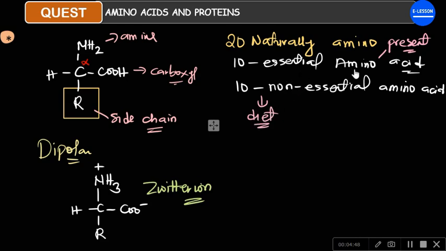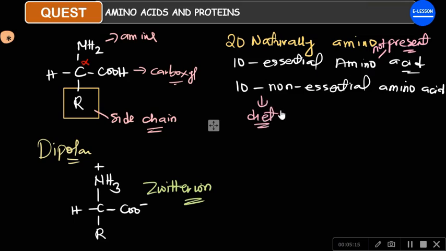The essential ones are the ones that are not present in our body. Sorry for that error. The essential ones are the ones that are not present in our body. Hence, you have to take them in in our diet. The essential ones are the ones that are not present, so they are essential for your growth. So you have to take them in.